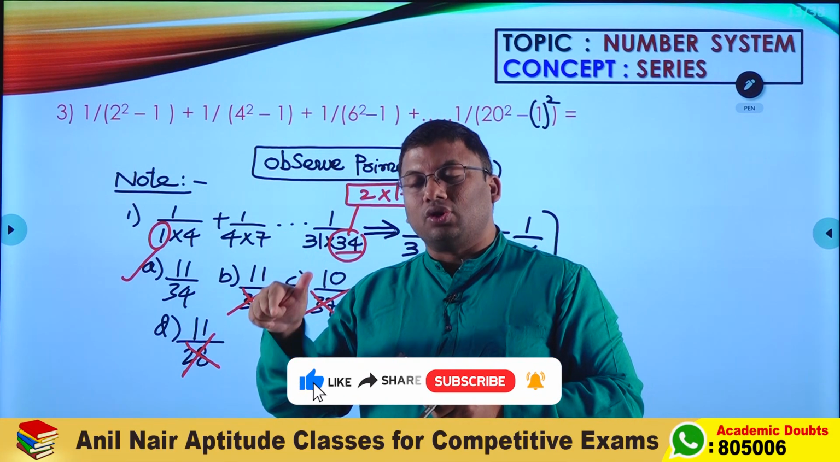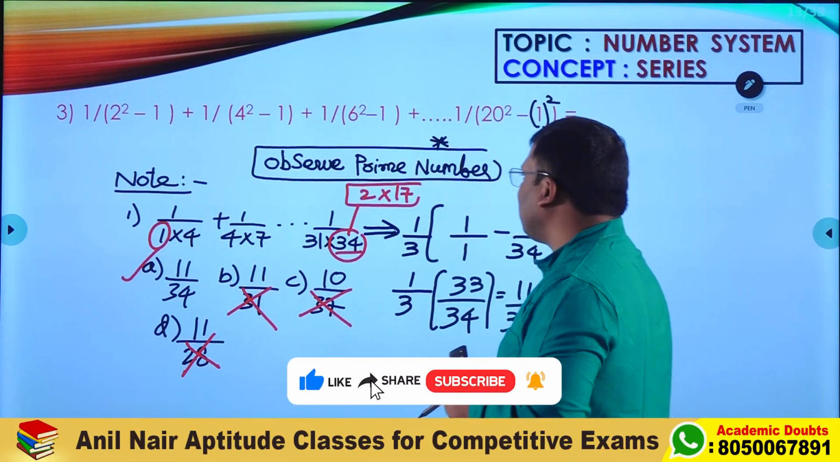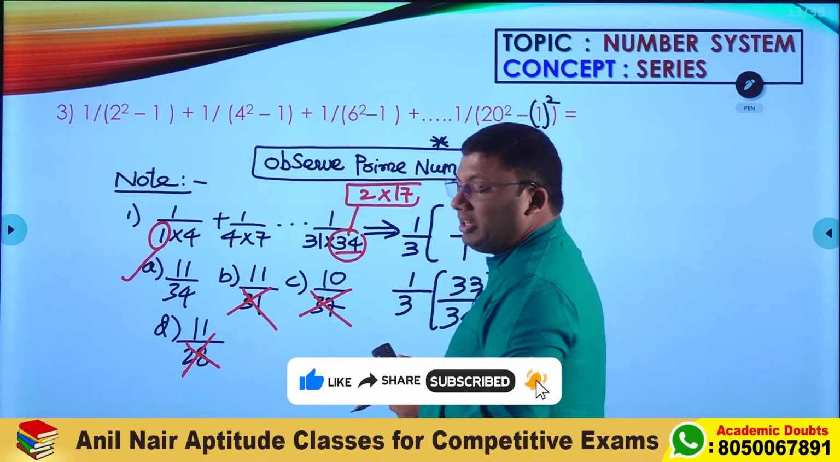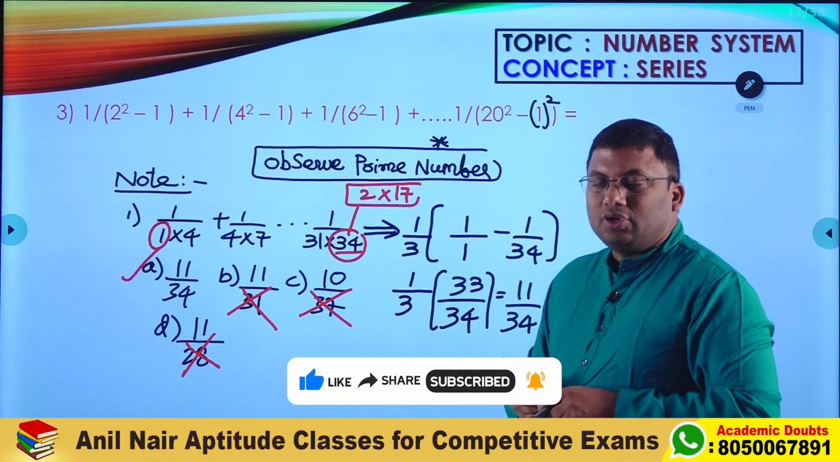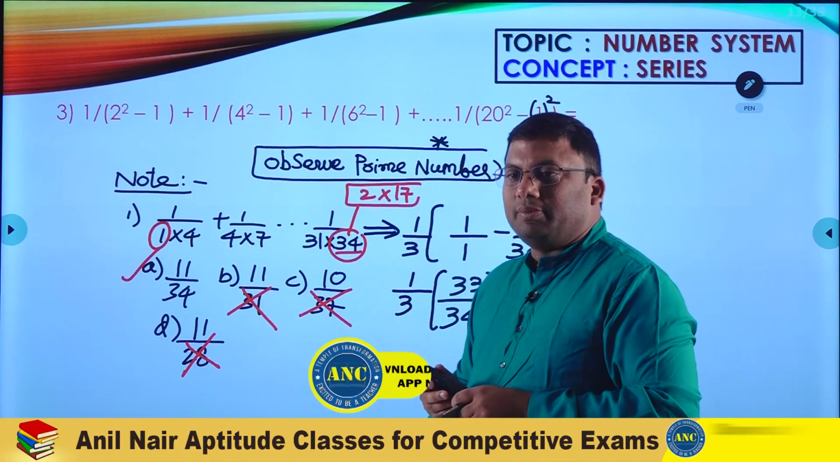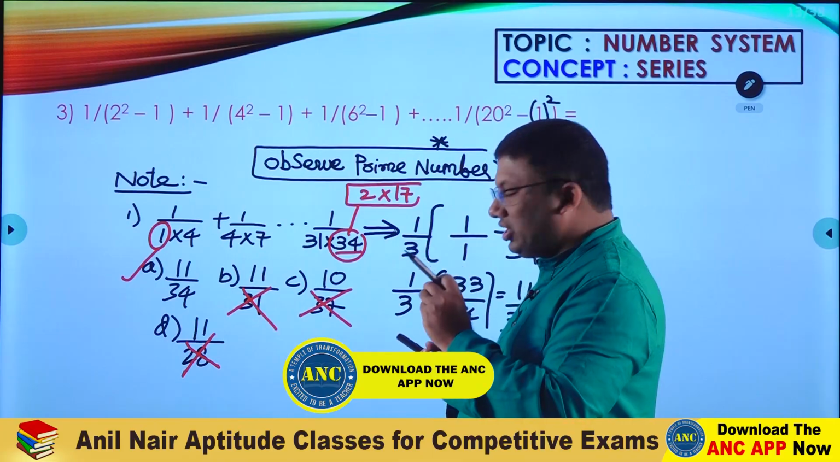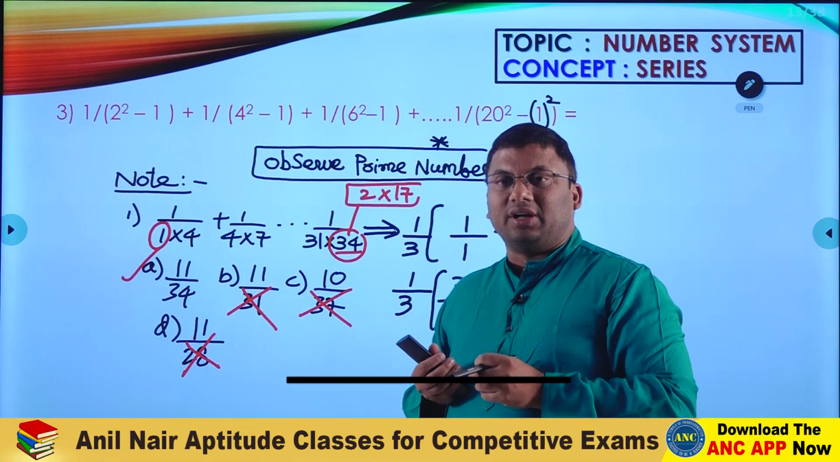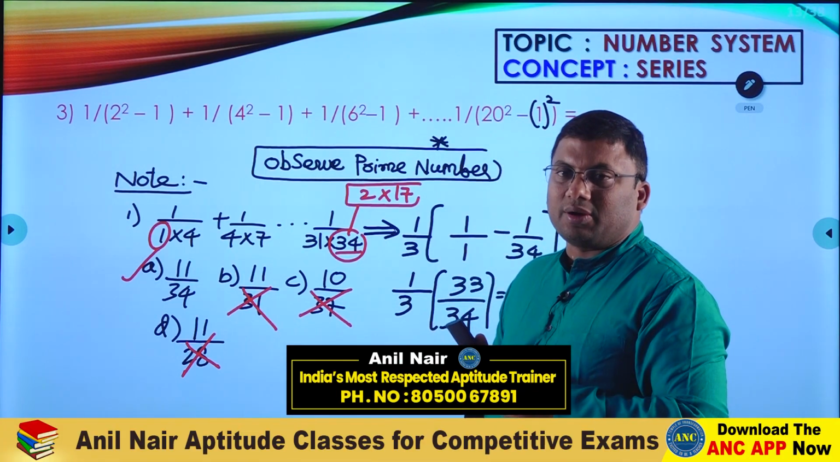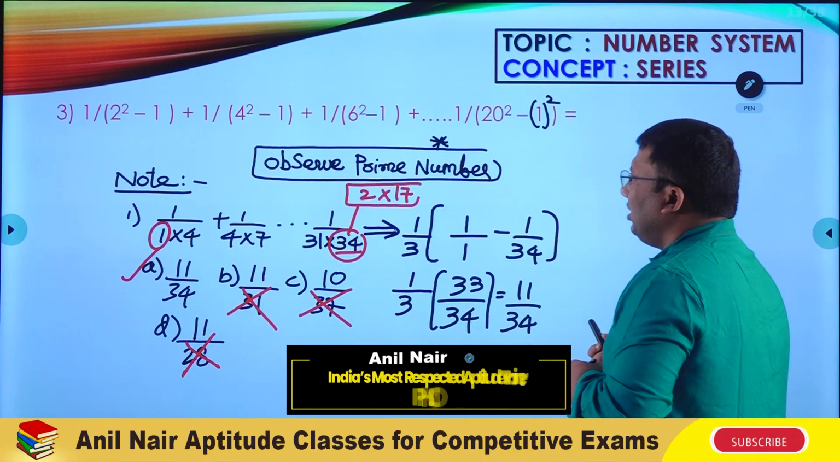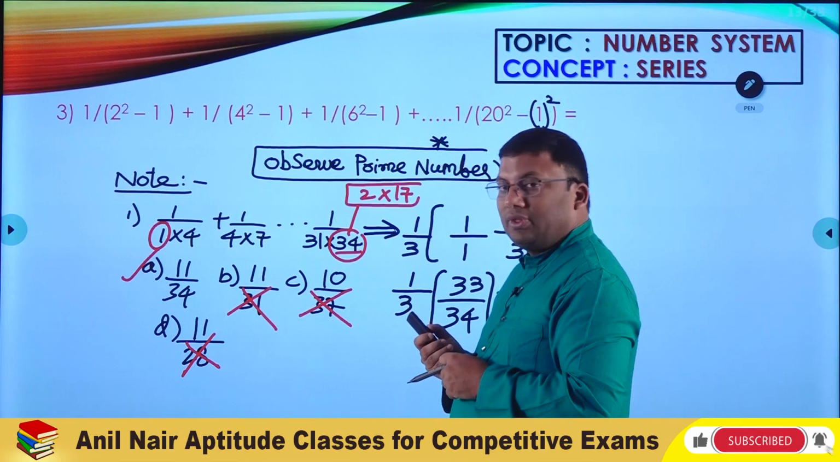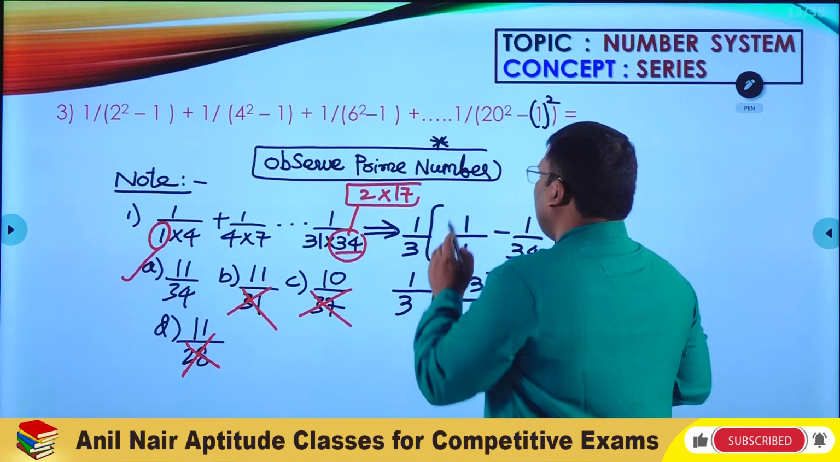17 related should be there in the denominator. Just if the answer options are stupid, we can eliminate the answer options.